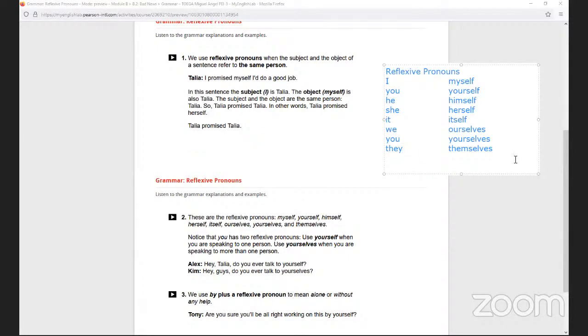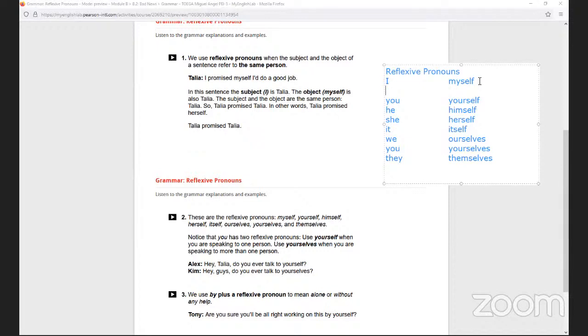Okay, so we use these reflexive pronouns when we talk about an action that is referred to the same person, an activity, an action that we don't need another person to do, somebody else.